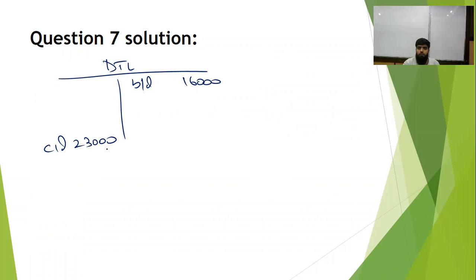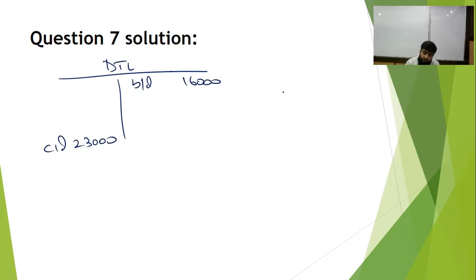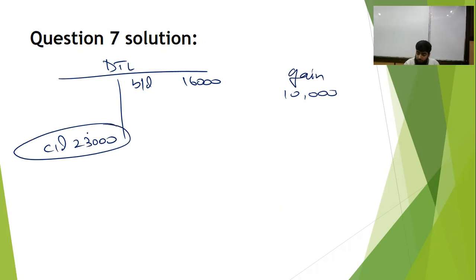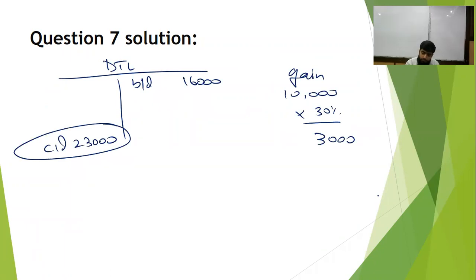No. There is a gain on revaluation during the year. It means 10,000 is the gain on revaluation. And definitely this closing balance has been calculated in which the gain on revaluation deferred tax is already accounted for. So 10,000 and the tax rate is 30%. That is 3,000. What is that 3,000? That is the deferred tax on revaluation.